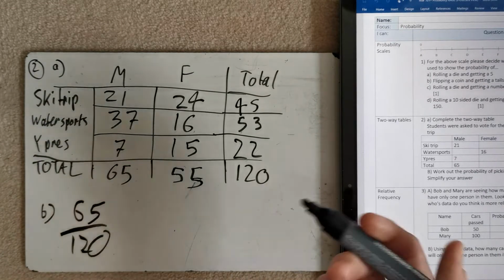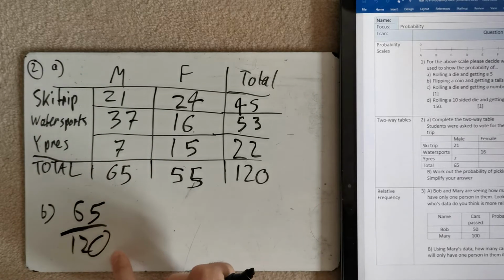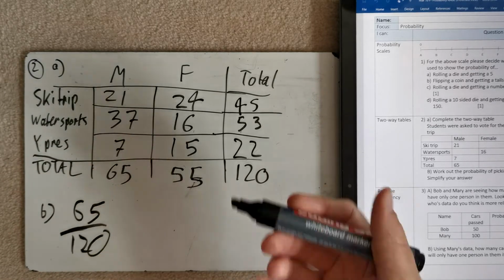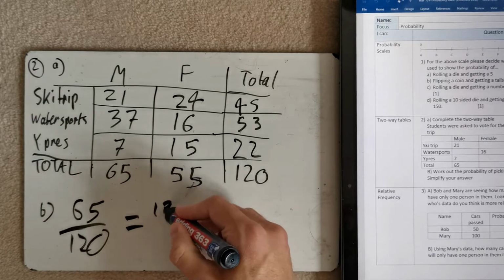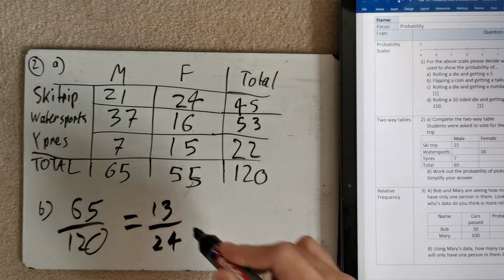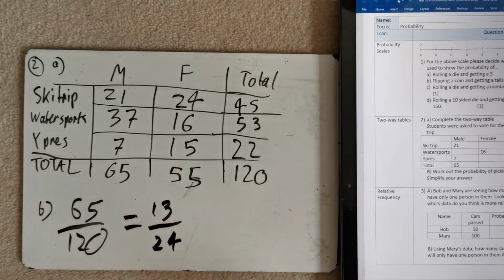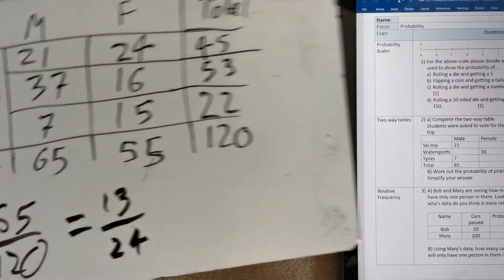Is that simplified? Well, no, because that ends in a 5, that ends in a 0. So they're both in the 5 times table. Divide them both by 5, you're going to get 13 out of 24. I can do that in my head. I'm not expecting you to do that. Okay. Right, question 3.